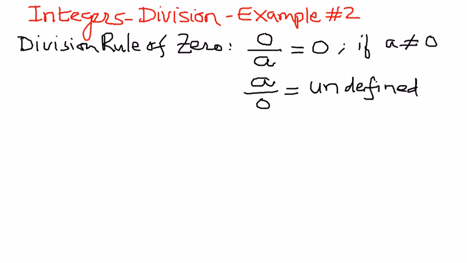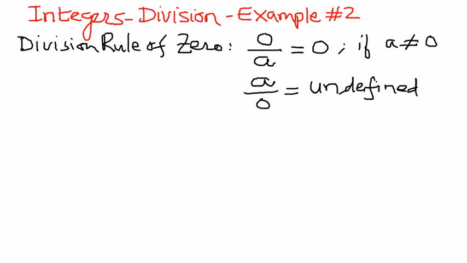So these are the two ways we want to remember things. If we have 0 divided by any number a, the value will always be equal to 0, provided a, the denominator value, is not equal to 0. And if we have any number divided by 0, the value will be undefined.